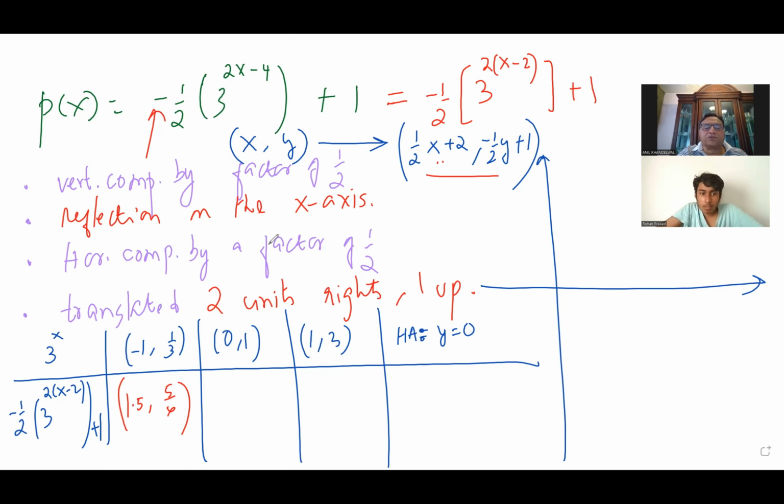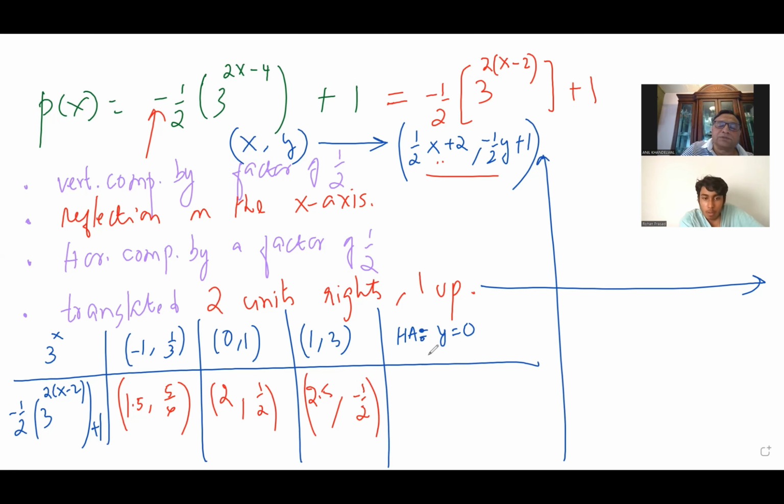So when you plug in minus 1, half of it is minus 0.5, and 2 minus 0.5 is 1.5. So I wrote 1.5 and 5 over 6 for the y value, correct? Yes, sir. When you plug in 0, you get 2 for the x value, and the y value will be 1 minus half, which is half. To plug in 1, the x value will be 2.5, and y is 1 minus 3 by 2, which is minus half, correct?